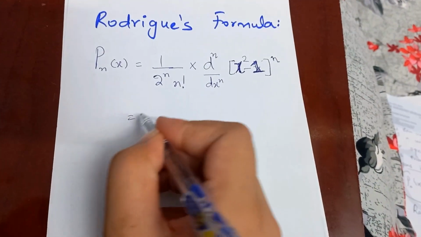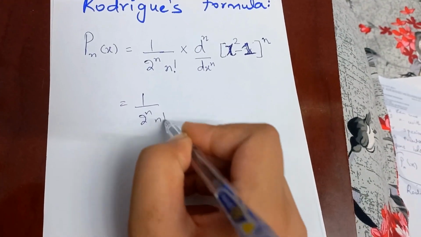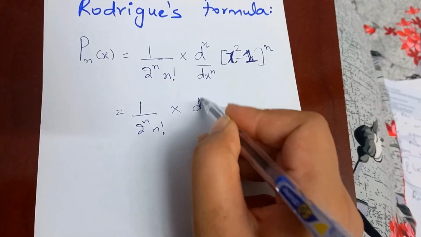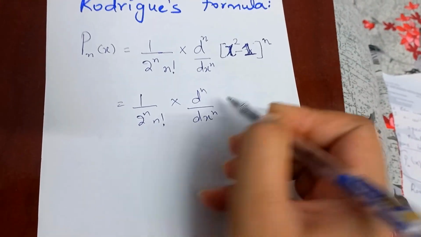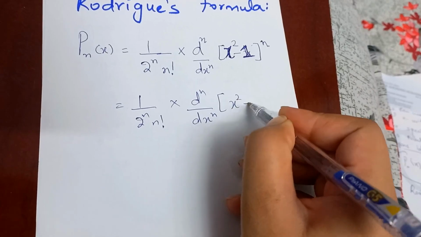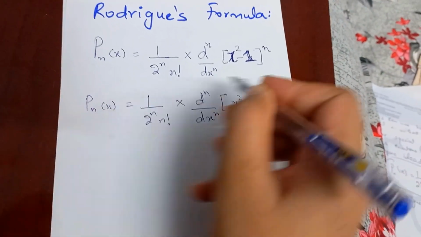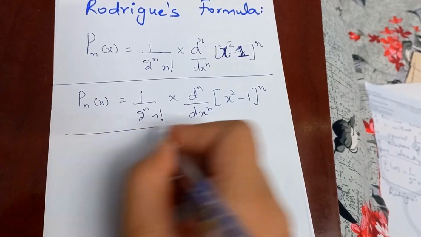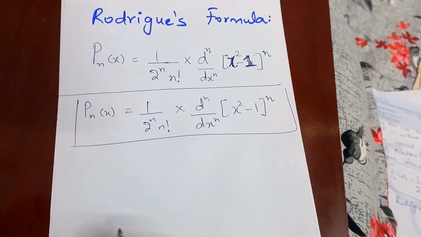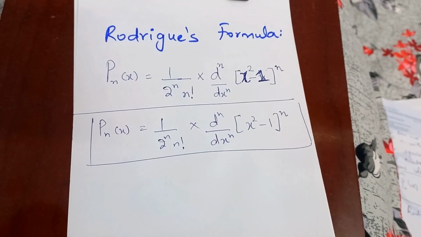Okay, let me write it again. I messed up. Sometimes I just mispronounce the words. Okay, this is the formula. This is the Rodrigues formula for Legendre polynomials.